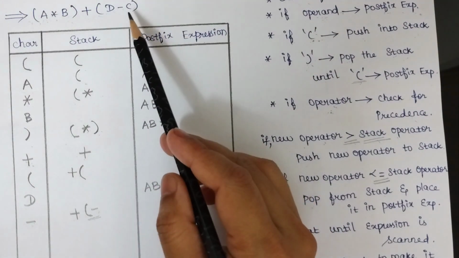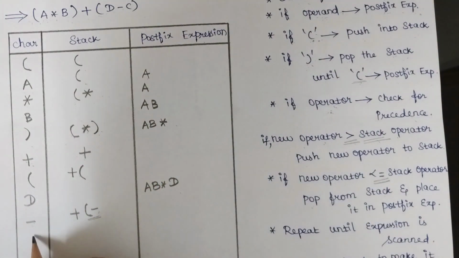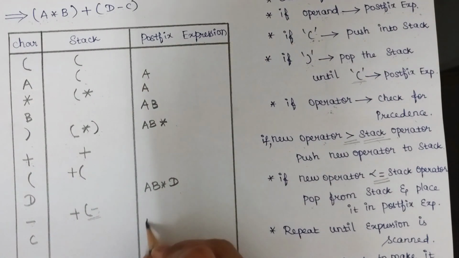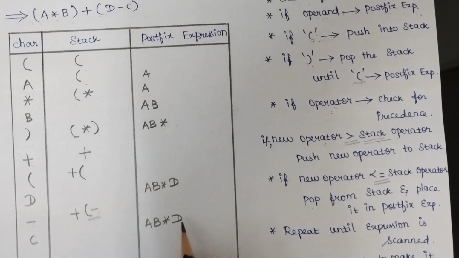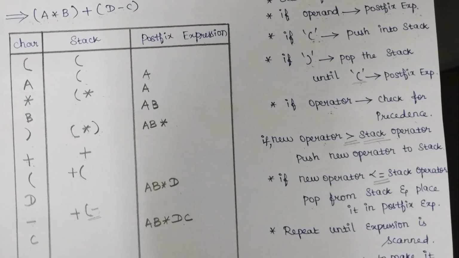Okay, and what is the next character? We have C. C is an operand. If it is an operand, what do we need to do? Append that operand into the postfix expression. So the postfix expression already has A, B star D. Now we are going to add this here. So at last it is C.